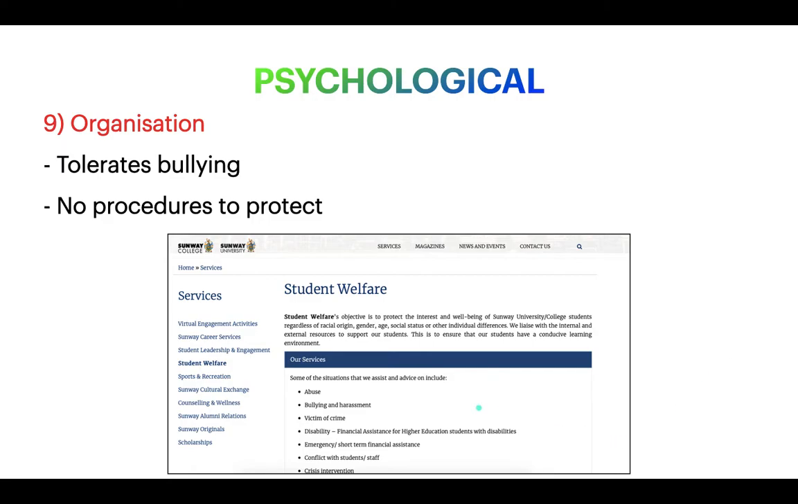it says some of the situations that we can assist and advise on are abuse, bullying and harassment, victim of crime, disability, emergency, and so on. So bullying and harassment is one of them, right? So if you're feeling, as a student, if you feel bullied, you should go to the student welfare department and ask for advice and help.